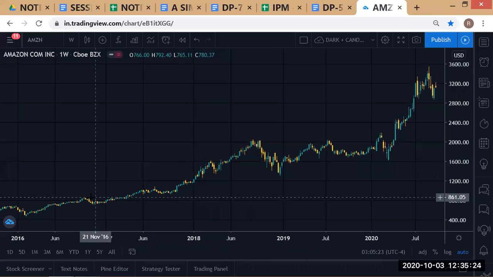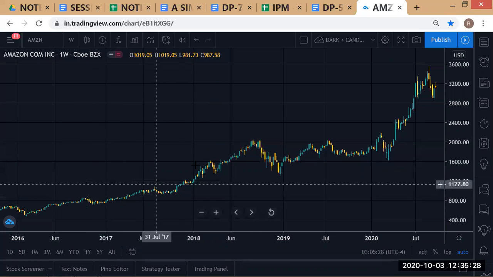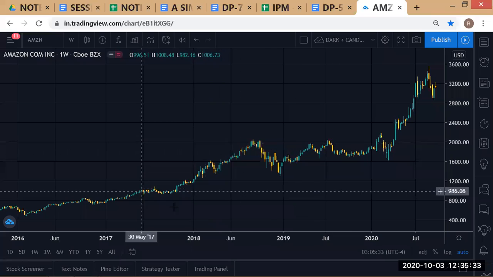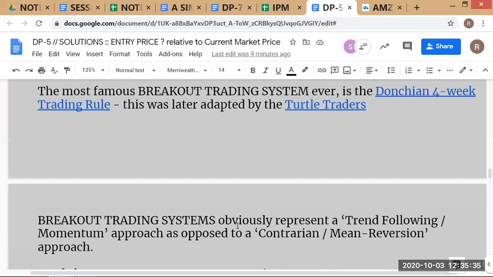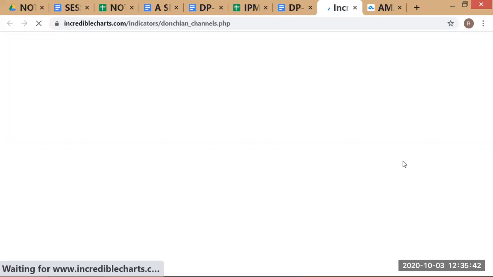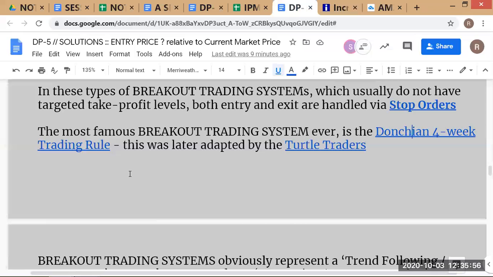Let's assume that these are all 4-week highs. They are actually not because they are different time frames, but let's assume for the sake of argument. So basically what the Donchian 4-week trading rule does is, you can read about it. I'm giving you a link also, but I'll just explain it to you. It's very simple. Once you understand that it is a species of breakout trading system, what does it mean actually? It means that every time there is a new high, you see the basic logic of a breakout trading system.